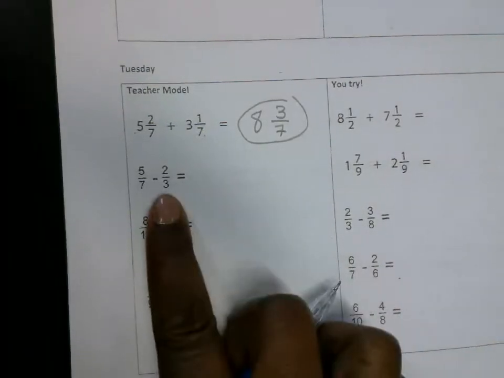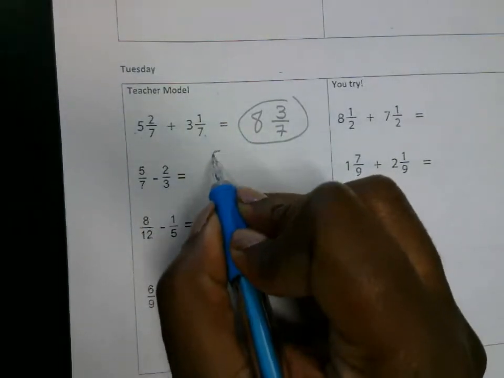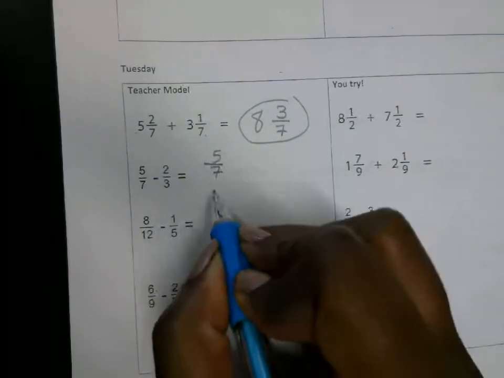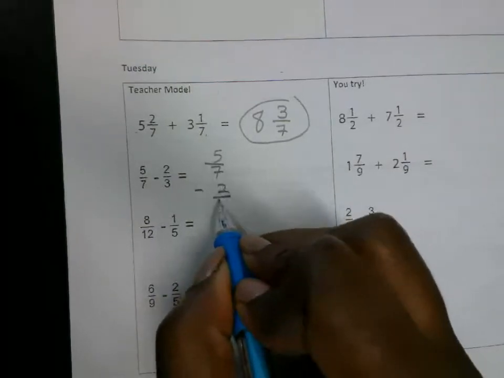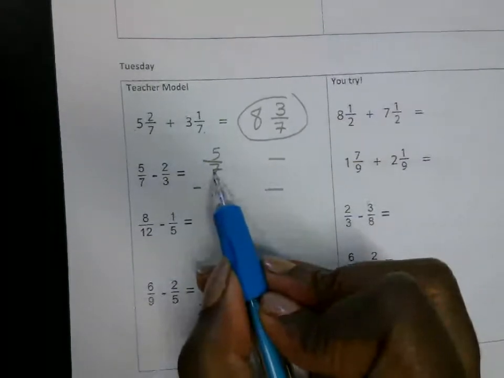Now let's look. These are different. There's no common denominator here. I'm going to write them vertically like I did on Monday. So I have to find a common denominator. Remember how we did that. The largest number, write the multiples.